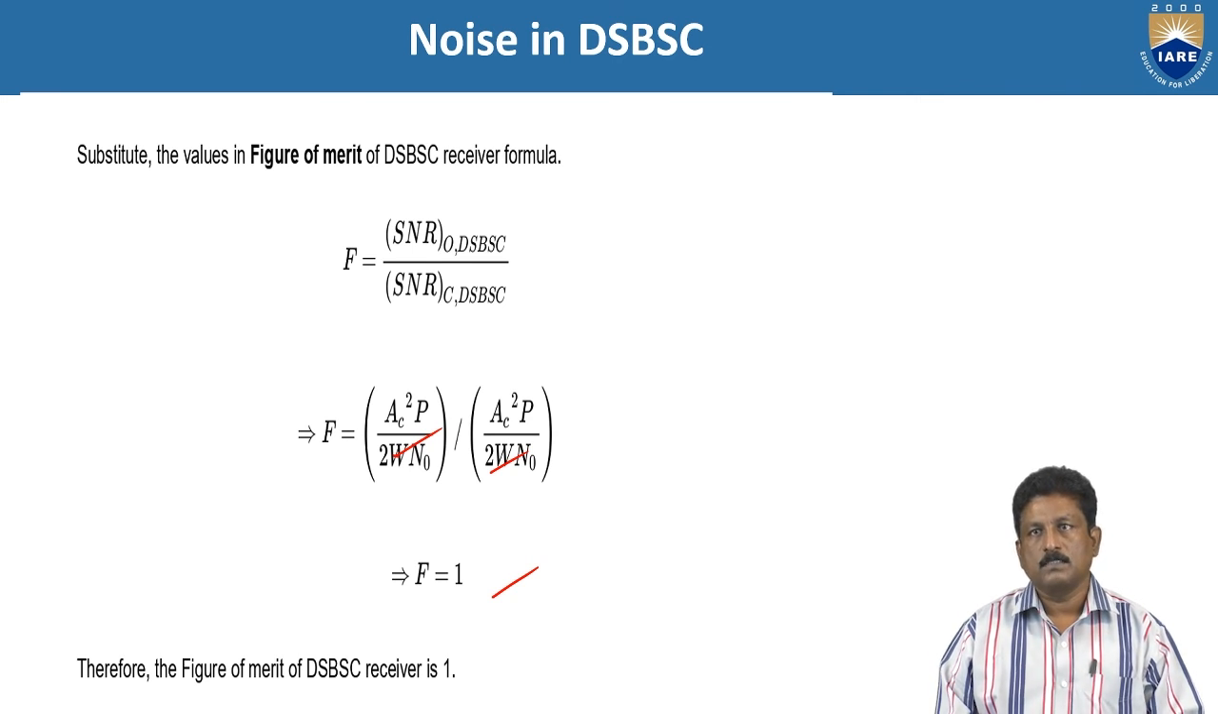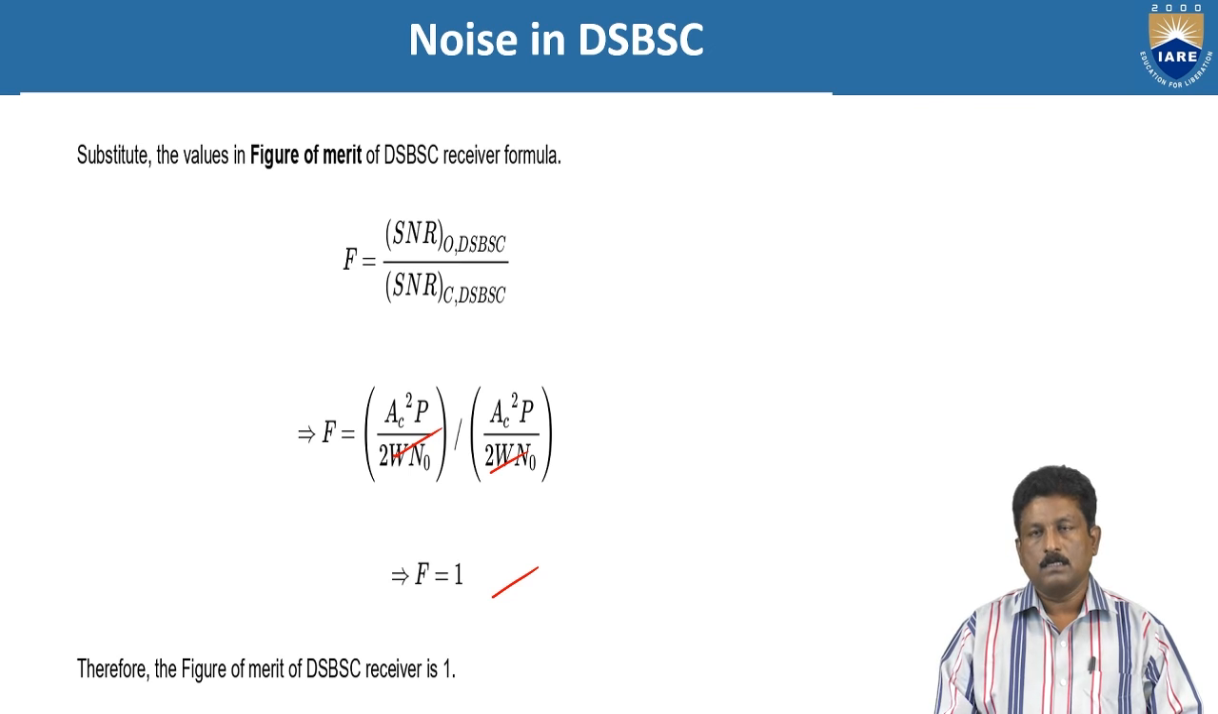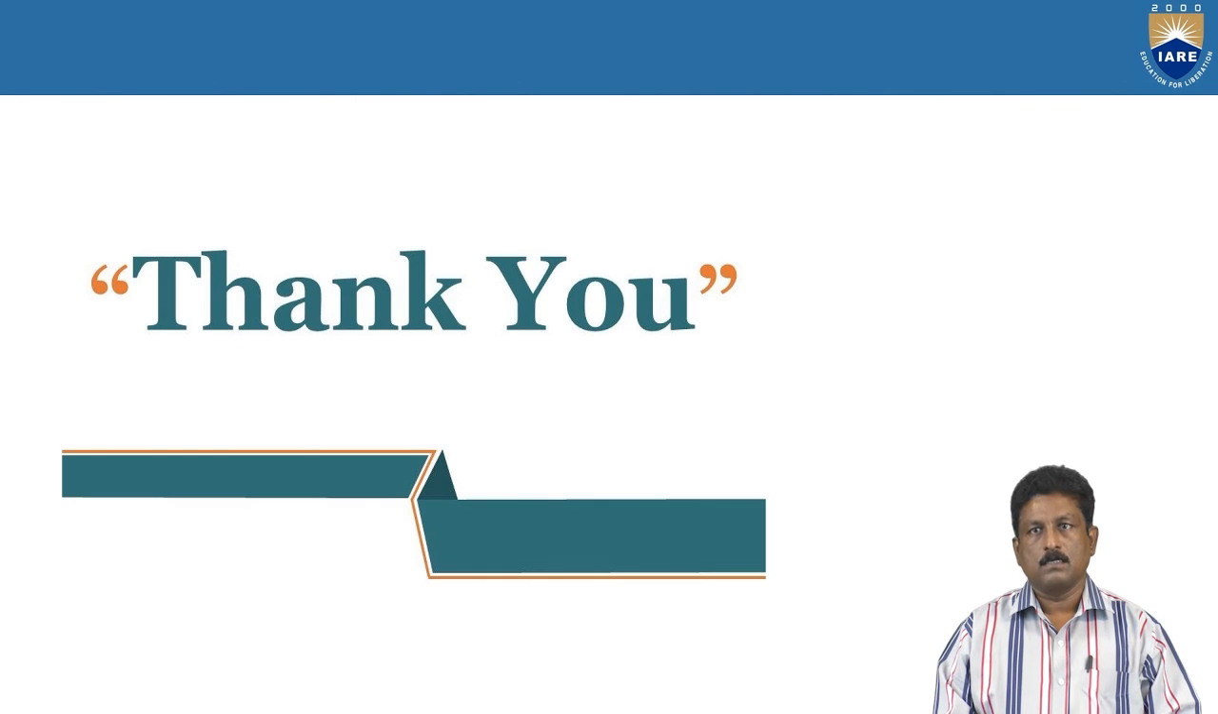In case of the AM signal, it will be less than 1, whereas for the DSBSC wave, it will be unity. So that is noise analysis in the DSBSC wave.